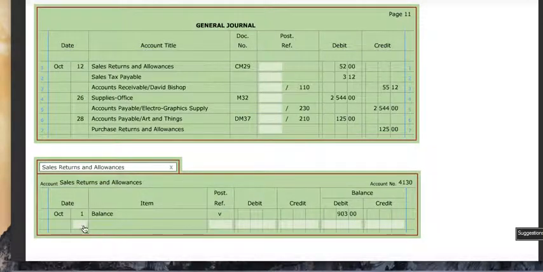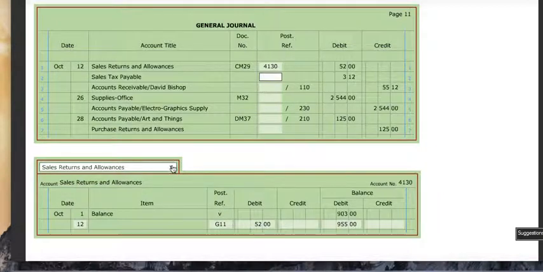And we are going to be putting the date of the 12th. It's going to be a debit of $52. It's on General Journal, page 11, so G11. So 903 plus 52 gives me 955. We've completed the ledger portion. Now, last thing we need to do is go up here and put our account number in, so 4130.